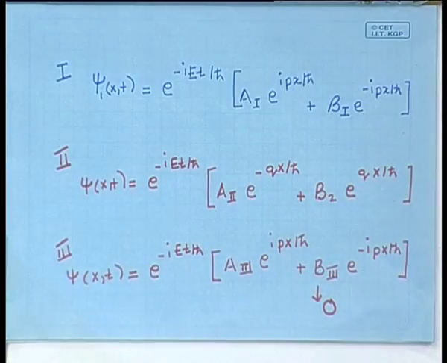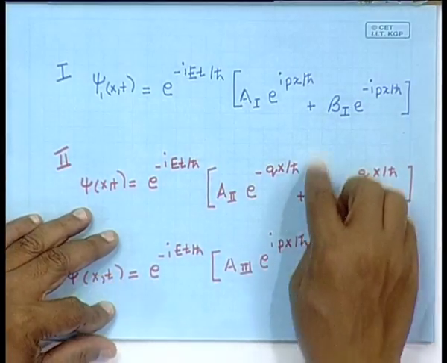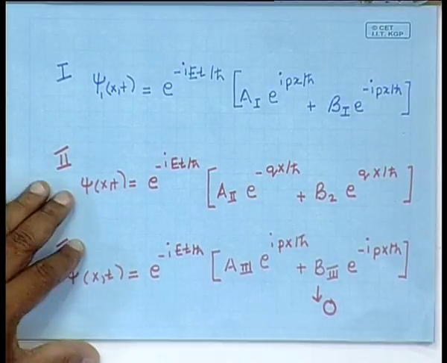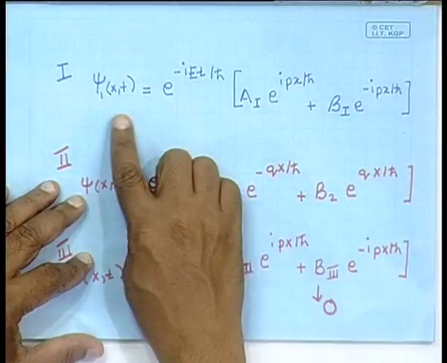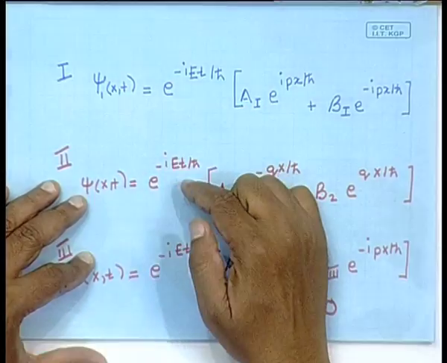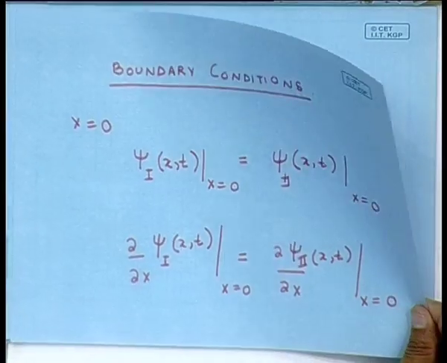So, with these assumptions, we now have to apply the boundary conditions, and that will give us relations between these coefficients. So, let us write down the boundary conditions, one for the boundary between region 1 and 2 and another for the boundary between region 2 and region 3.